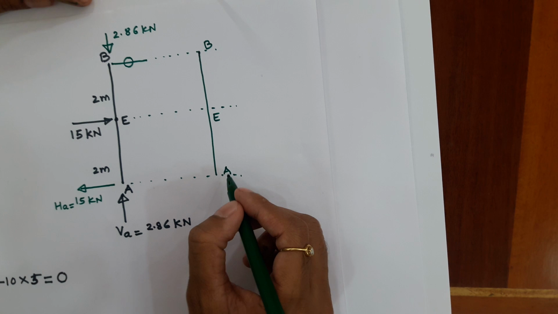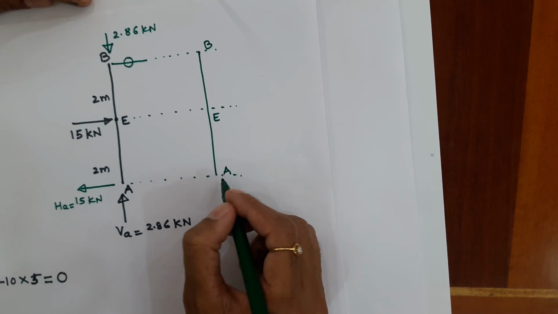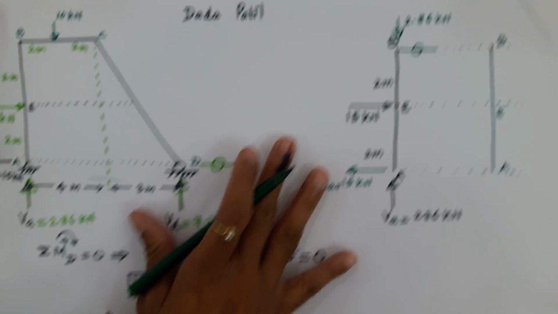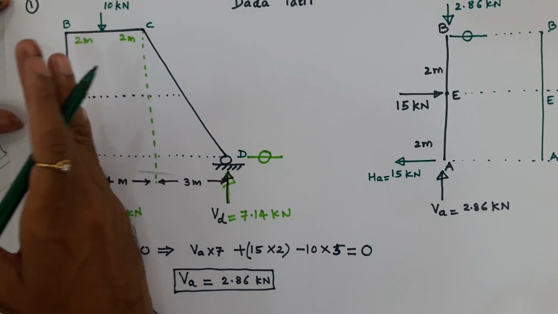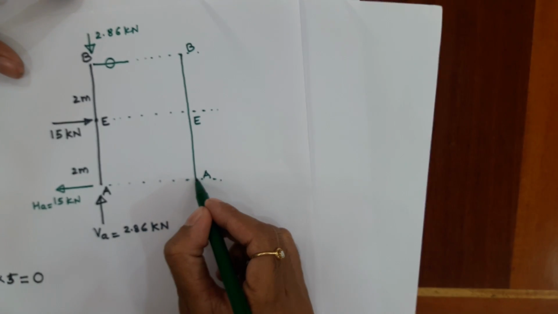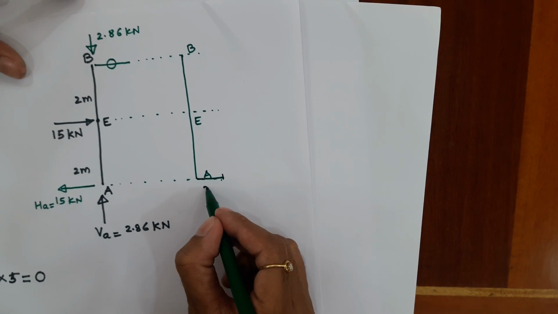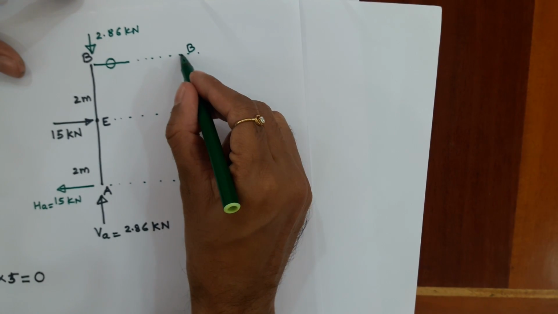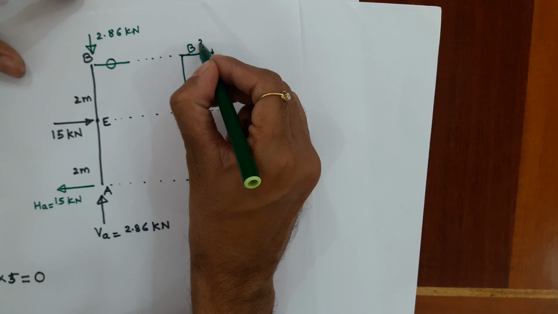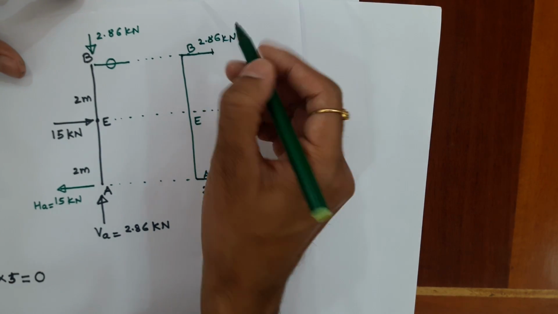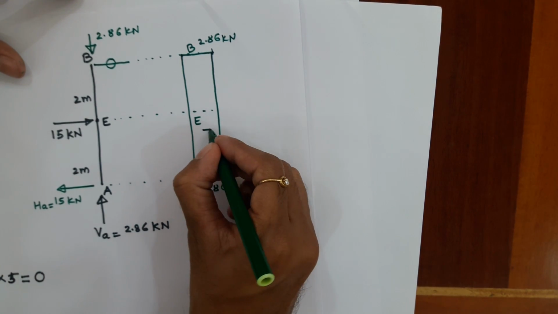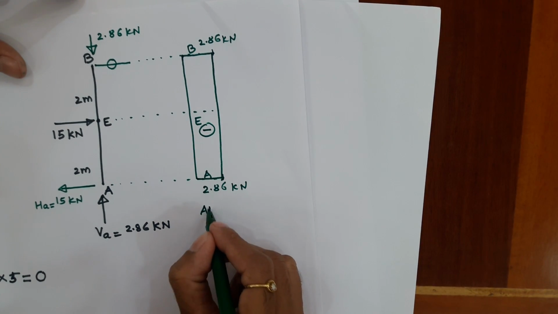You can use any sign convention, but for my convenience I will take compression as negative, and I will show it inside the frame. Therefore I will draw 2.86 kilonewton. Here also it is 2.86 kilonewton. I am showing it inside because it is compressive, and there is no change in axial force, therefore definitely it will be a rectangular diagram. It is negative. So this I can call the axial force diagram.